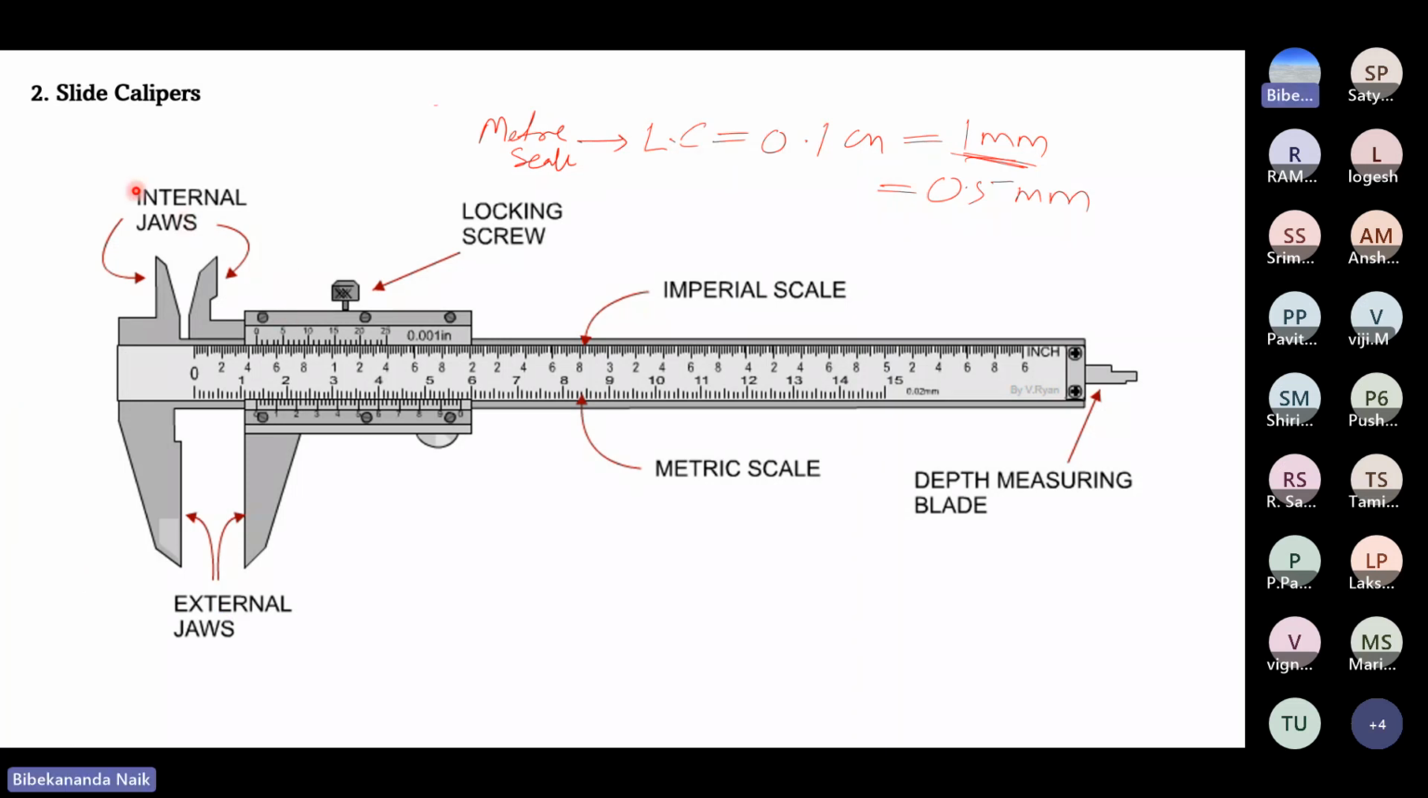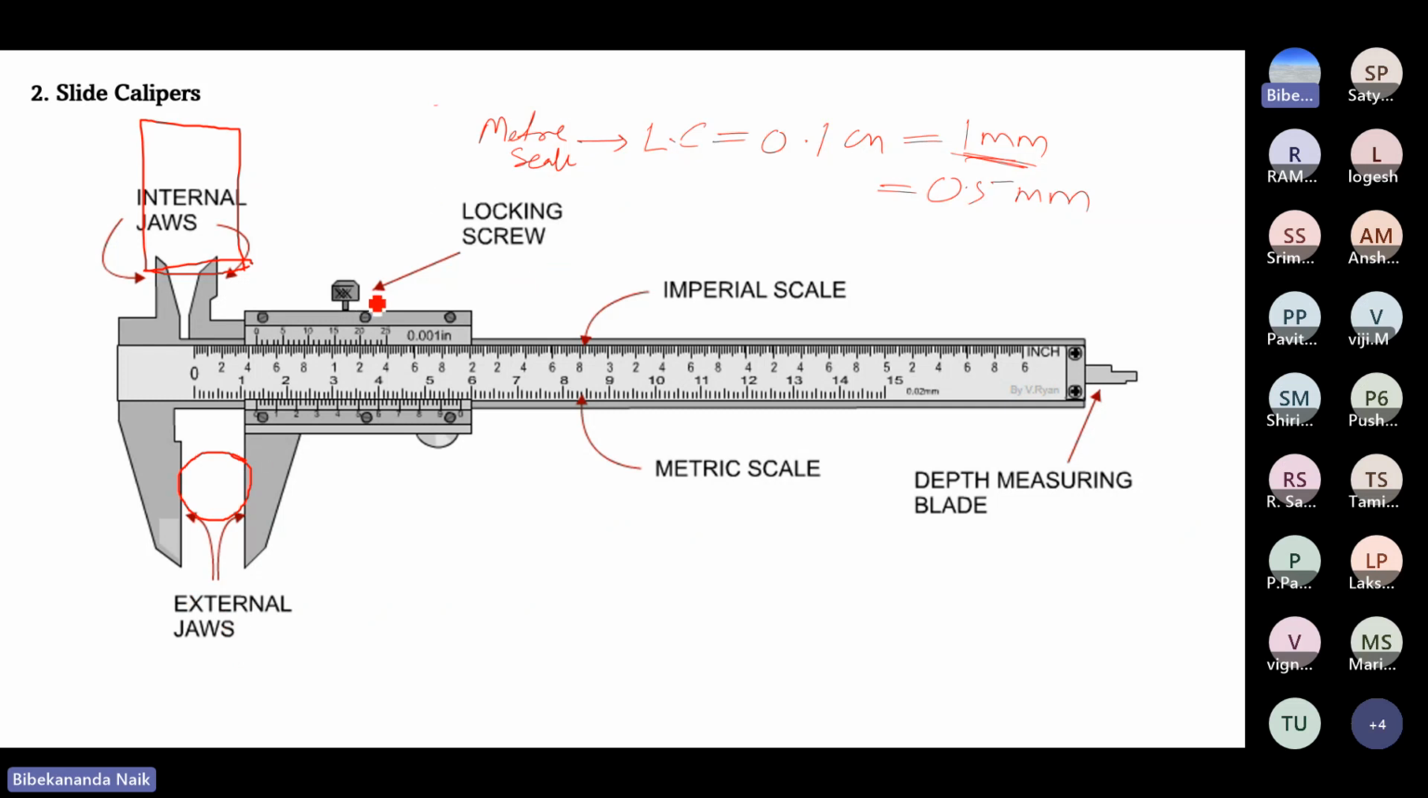As you can see, this is known as internal jaws, and basically this is used when we are trying to measure the inner diameter of a hollow cylinder. So we will place the internal jaws in between the two walls of the cylinder, so it can measure the internal diameter of the cylinder. And similarly, if there is a small ball, we can measure it by placing it here, and these are measured with the help of external jaws.